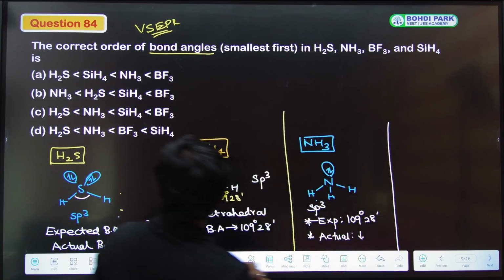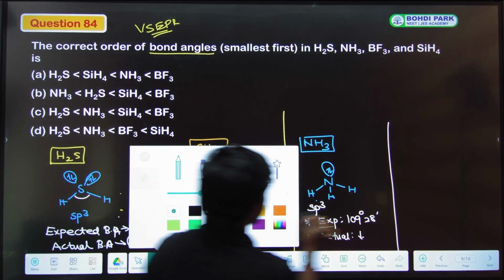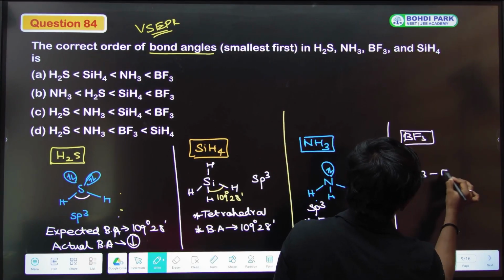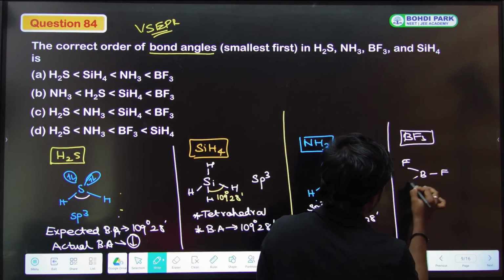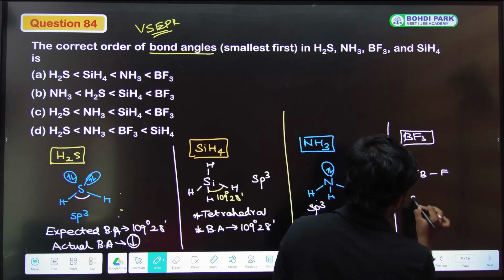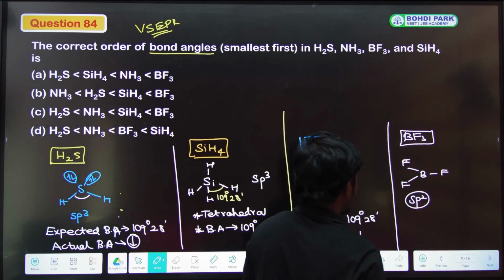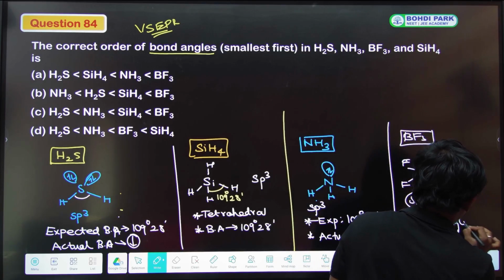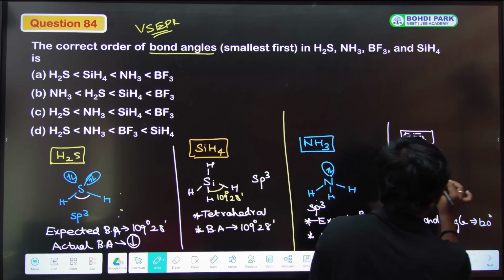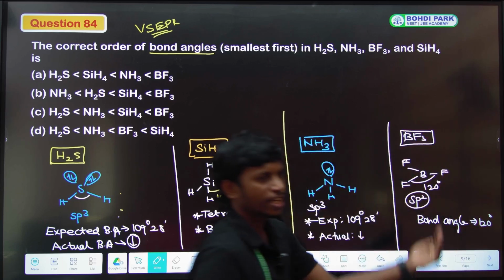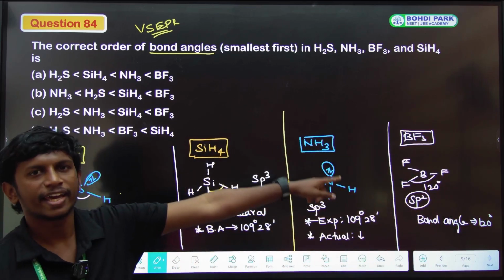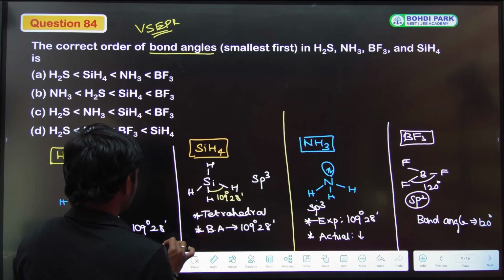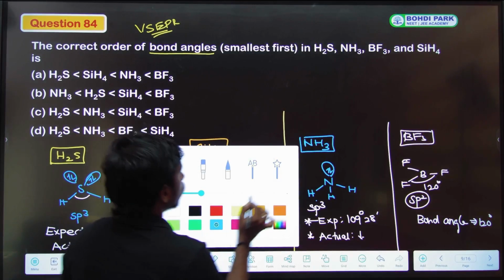Then BF3. BF3 is a planar molecule. இது ஒரு planar molecule. So it is sp2 hybridized, now the bond angle will be 120 degree. Okay, the bond angle 120 degree. இதுல bond angle யாருக்கு ரொம்ப அதிகமா இருக்கு? sp2 க்கு தான் bond angle ரொம்ப அதிகம். So the highest bond angle is for whom? For BF3.